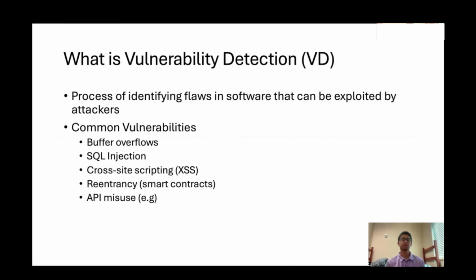So, what is vulnerability detection? In short, vulnerability detection is the process of identifying flaws in software which can be exploited by attackers. These types of vulnerabilities include buffer overflows, SQL injection, cross-site scripting, reentrancy, and API misuse. A lot of times hackers or people who are trying to exploit a website will use these and inject them into your website for a certain task.